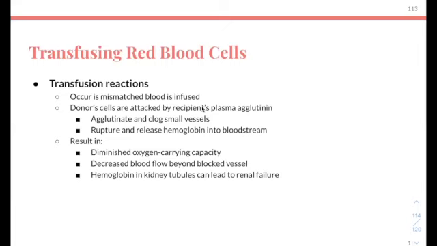There's not enough oxygen carried through the blood when this happens. When we get a transfusion reaction, we get decreased blood flow because blood vessels get blocked. And hemoglobin in the kidney tubules actually leads to kidney failure.